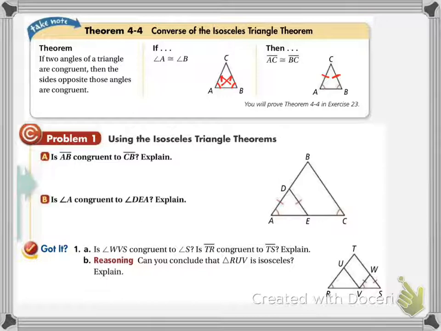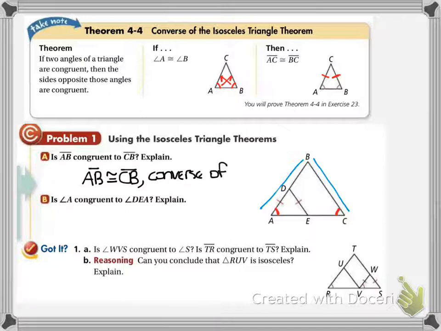All right, so let's go ahead and, using those theorems, see what we can conclude from the following picture. We want to know if AB, so here I'm going to label side AB, is congruent to side CB, and then explain if it is, why it is. So here, the key piece of information is that angle A is congruent to angle C. So since angle A is congruent to angle C, I can say that AB is congruent to CB by the converse of the base angle theorem, or isosceles triangle theorem.